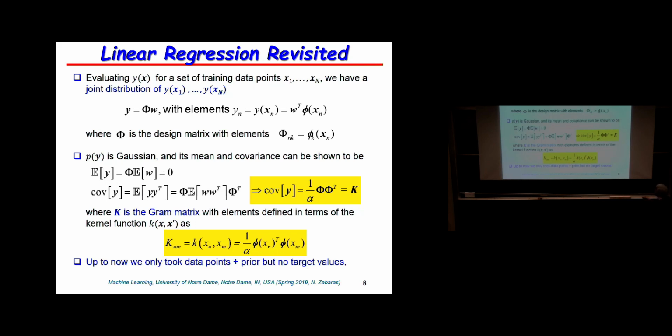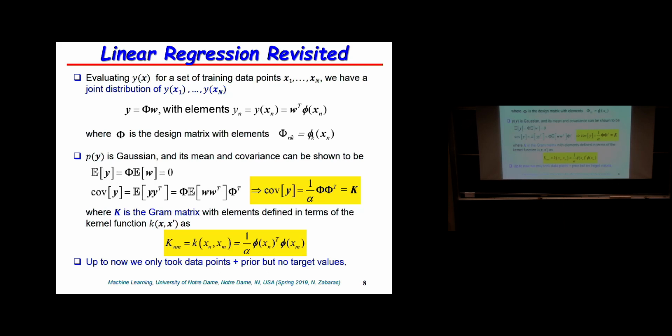Now, it comes out that if you take w to be, I mean, the earlier models we took w to be a Gaussian centered at 0 with a covariance or a precision alpha. So in that case, you can show that this vector y follows a Gaussian distribution. So you can see here, if you take the expectation of y, you get phi times the expectation of w, which is 0.